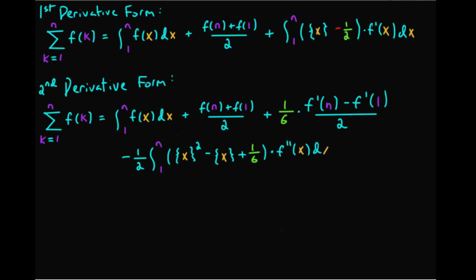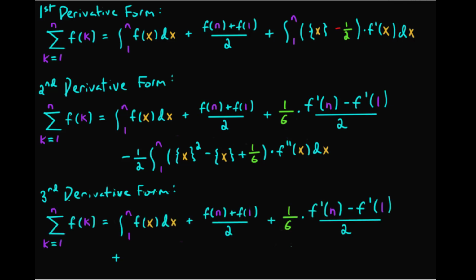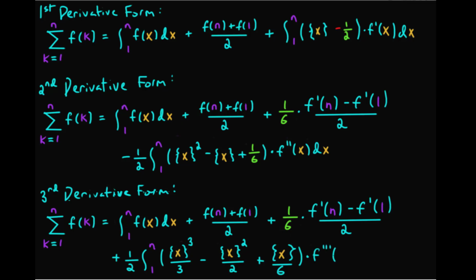And then we have the third derivative form of the EMSF, and its first three terms are the same as the terms on the right-hand side of the second derivative form of the equation, but the error integral is different. Our error integral is plus 1/2 times the integral from 1 to n of, open parenthesis, fractional part of x cubed over 3, minus the fractional part of x squared over 2, plus the fractional part of x over 6, close parenthesis, times f triple prime of x dx.